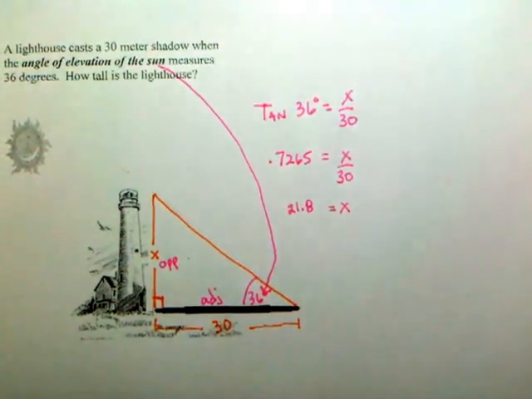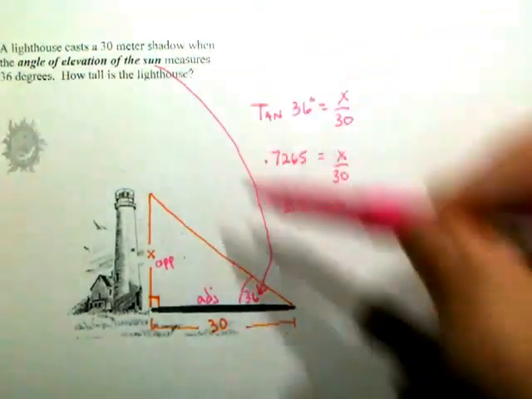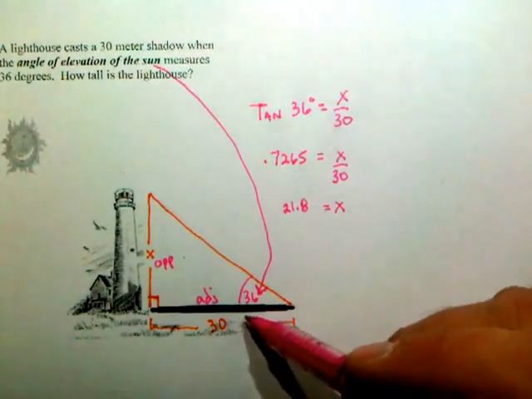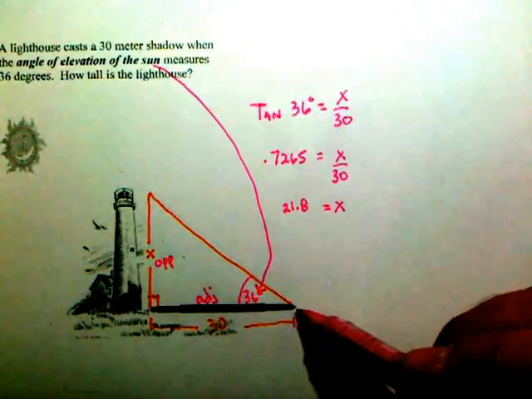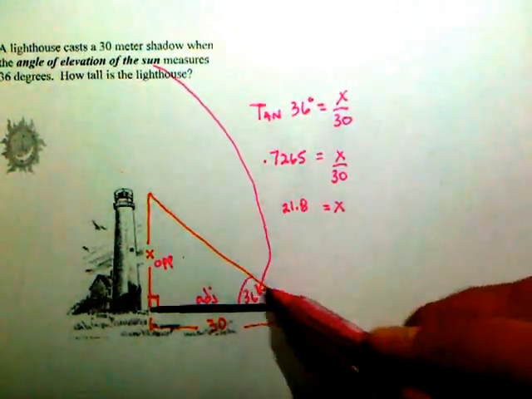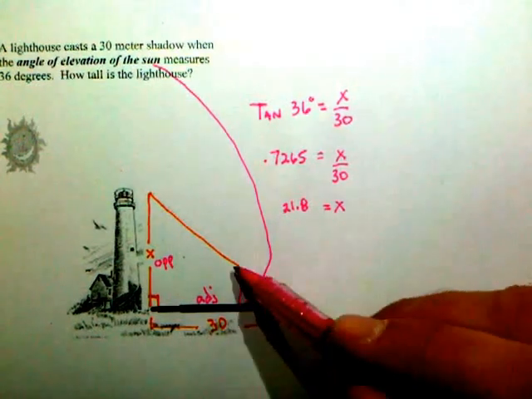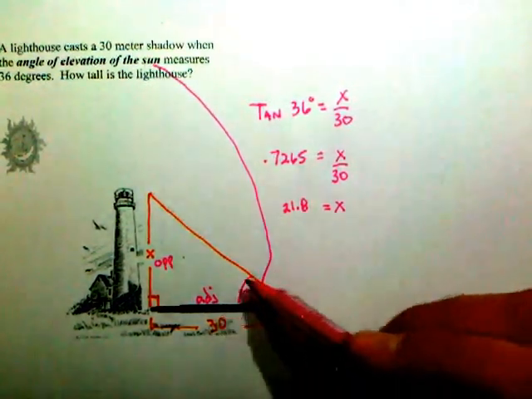So the angle of elevation of the sun is always going to go from the shadow on the ground, from the end point of the shadow, towards the figure making the shadow, in this case the lighthouse.